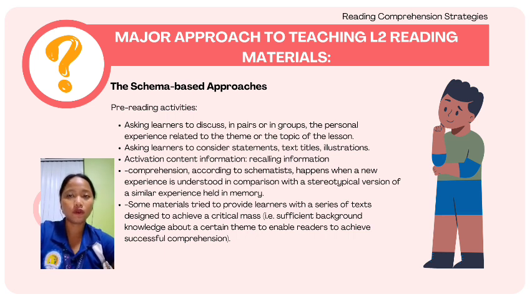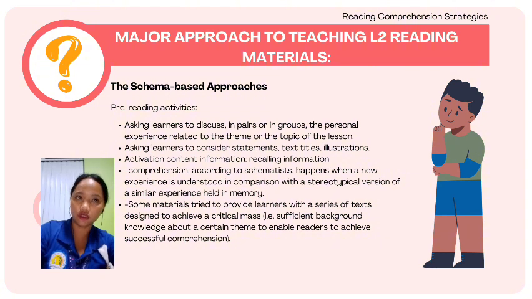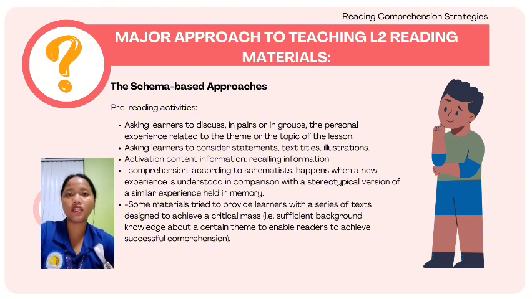So, before reading, students should recall and review related information they have previously learned. This strengthens their ability to connect new ideas with existing knowledge. Another is that comprehension occurs when a new experience is understood in relation to a stored version of a similar experience. This means that when learners encounter a text, they do not process it word by word in isolation. Instead, they compare it to what they already know and try to fit it into their mental framework.